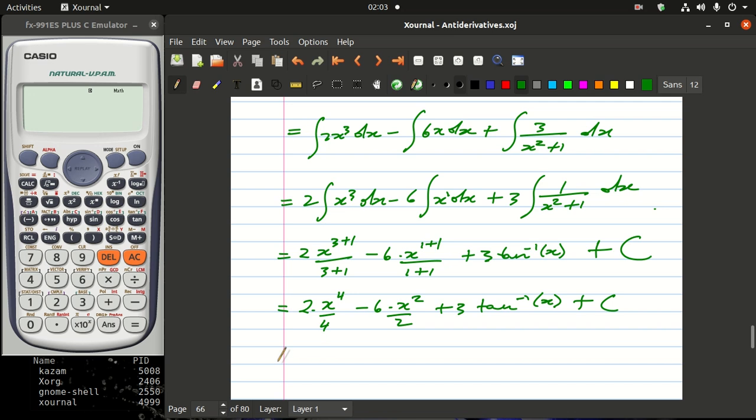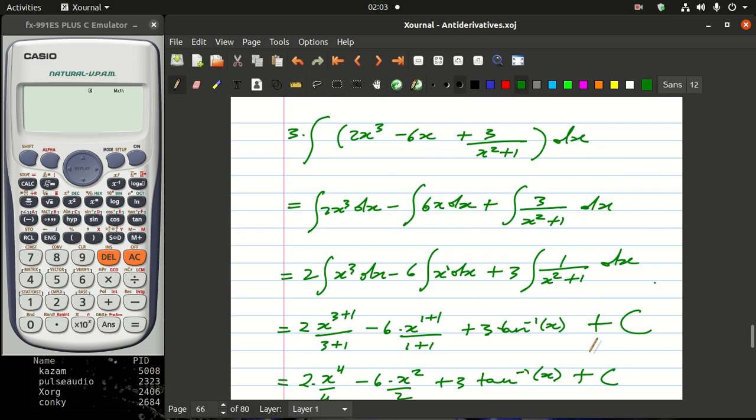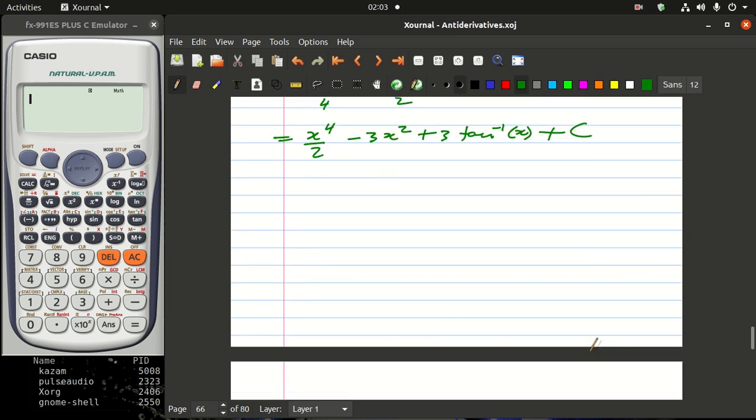big C. And this is 2 divided by, how many 2's in 2? 1, 2's in 2, we have 2. So we'll have x raised to 4 over a 2. And then have minus 6 divided by 2, that's a 3x squared plus 3 tan inverse of x plus a C. That is what we're supposed to get here when it comes to number 3.